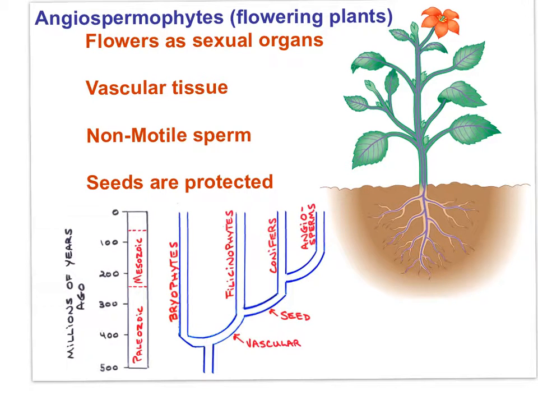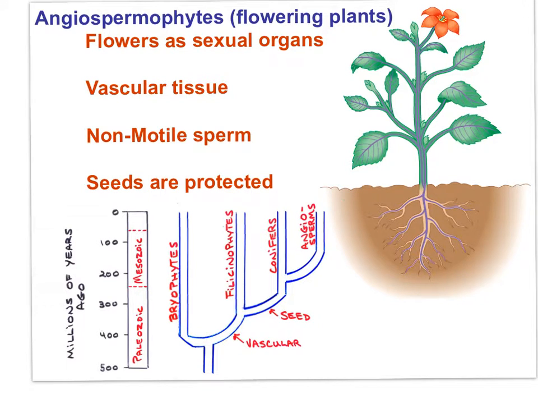Remember that angiospermophytes are the flowering plants, and the presence of a flower is the most recognizable characteristic of angiospermophytes. Angiospermophytes also have vascular tissue, bringing water up to the leaves from the roots. Angiospermophytes have sperm that do not have a flagella. Thus, angiospermophytes require other means by which sperm are moved. Mosses and ferns have motile sperm.